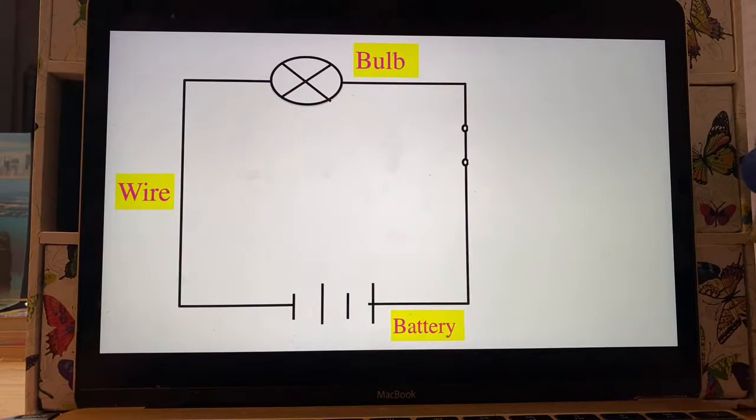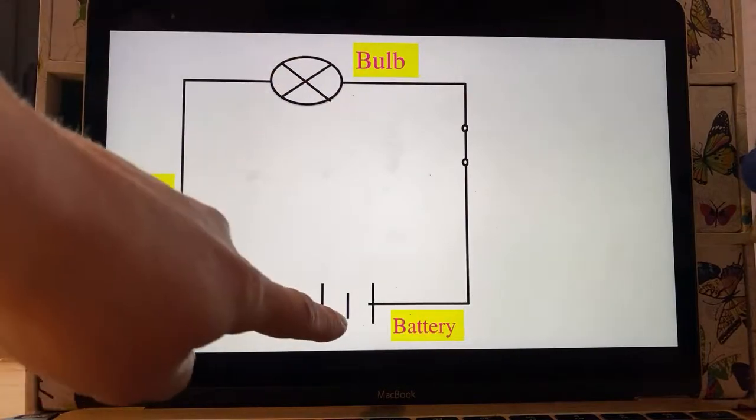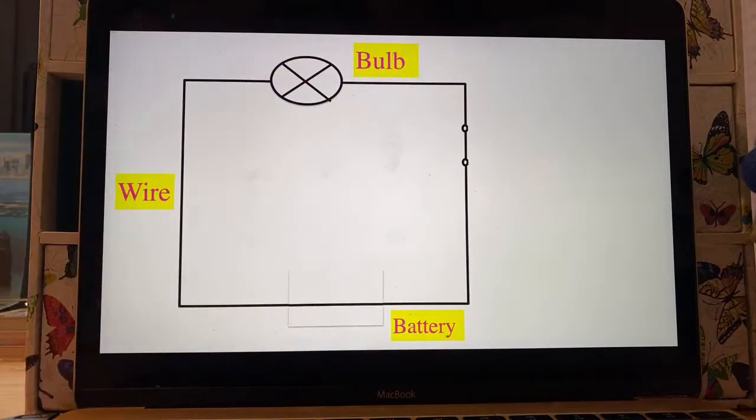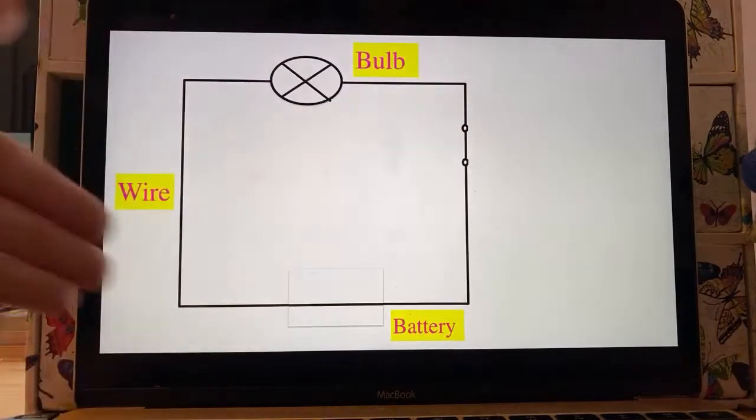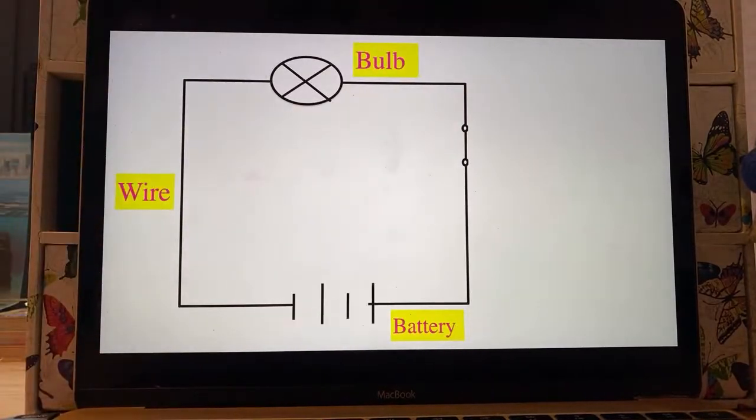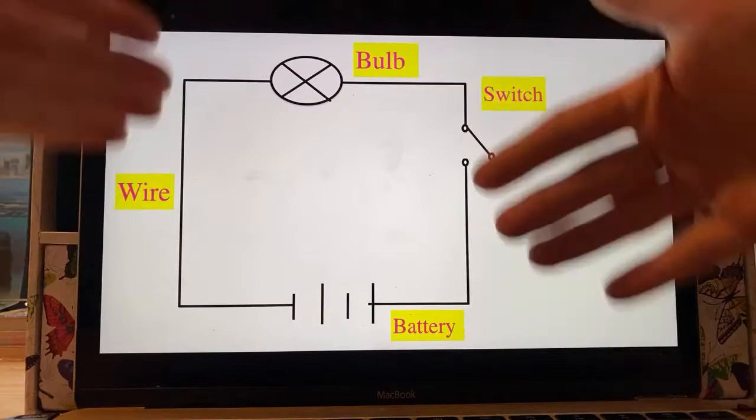Let's show you an actual circuit diagram. We've got a bulb, a battery, and a wire. If the battery disappeared, the electrons will not flow. Obviously, they've got no reason to move. But also, if you put a switch in the circuit and you open it, then you're creating a break in the circuit. So again, the electrons can't flow, okay?